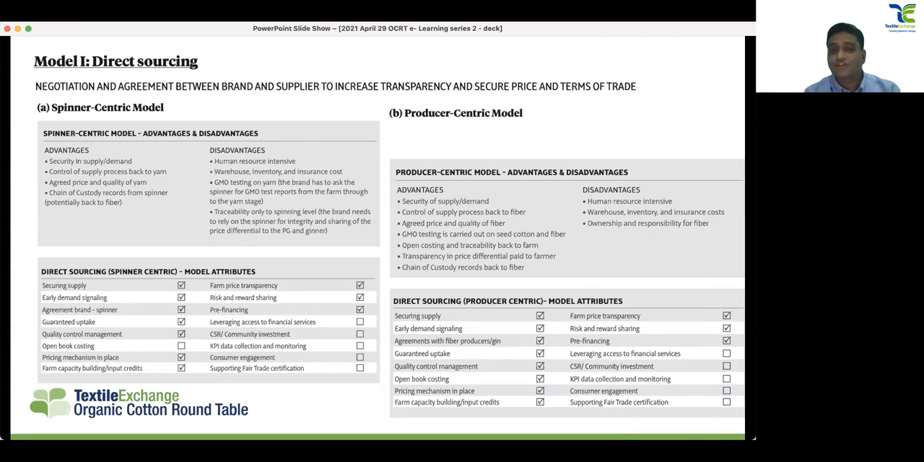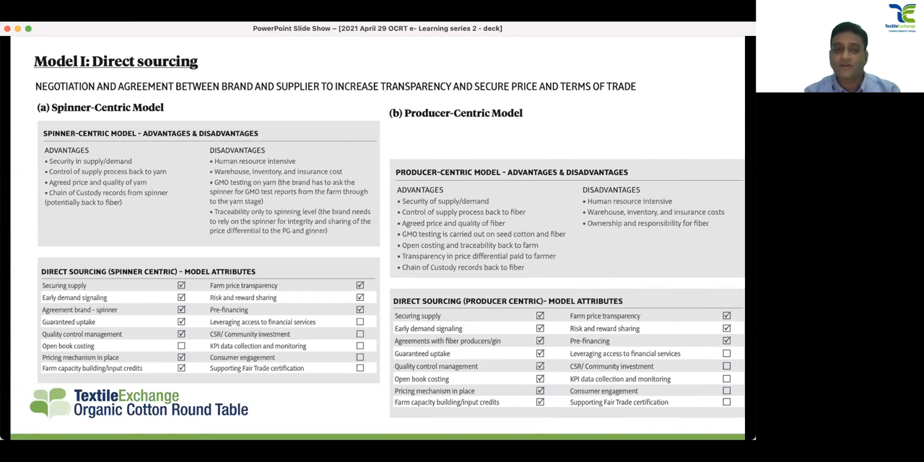The next one, what you see on your right hand side, is a producer-centric model. The producer is the one who has direct control of the farm group. They are the one building capacity on the ground, taking care of certification, providing seed, controlling the training part, and so on. If you work with the producer-centric model, you need to spend more resources, same as for a spinner-centric model, but you will get a lot of advantage out of it.